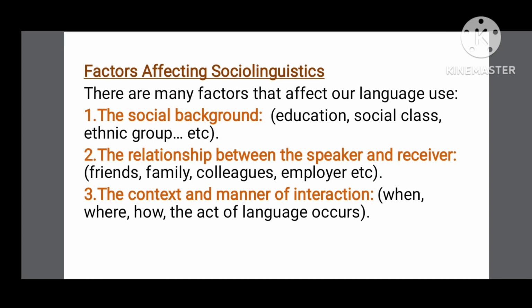Factors affecting sociolinguistics. There are many factors that affect our language use. The first one is the social background, and it includes our education, our social class, and our ethnic group. The second factor that affects our language use is the relationship between the speaker and the receiver, and it includes our relationship with our friends, family, colleagues, employer, employee, etc. The third factor is the context and manner of interaction, and it includes to whom we are talking, when and where we are talking, and what is the topic of discussion, etc.